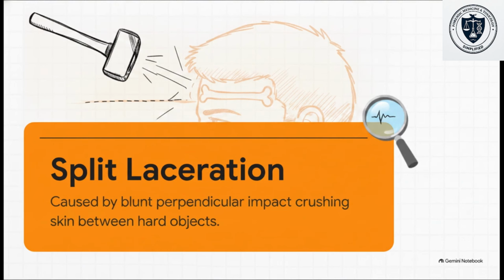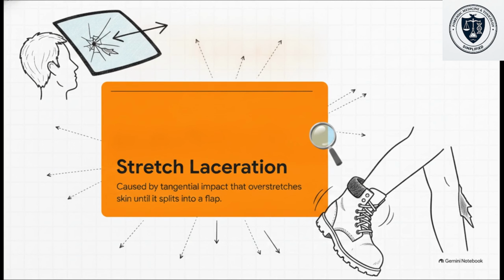First up is the split laceration. This one is caused by a direct, blunt, perpendicular impact. Imagine the skin literally getting crushed straight on between 2 hard objects, right? Like the weapon coming down and the bone underneath. It creates a linear split that, as we mentioned earlier, can super easily be mistaken for a sharp cut. In fact, they're so deceptive that when they happen on the scalp, investigators often have to completely shave the victim's hair around the injury just to use a magnifying glass and spot the subtle, crushed characteristics hidden deep inside the wound.